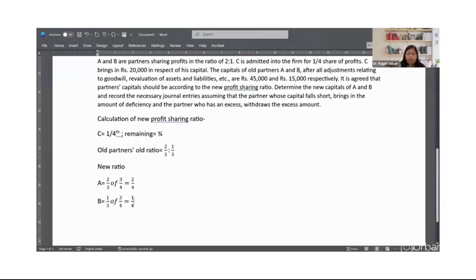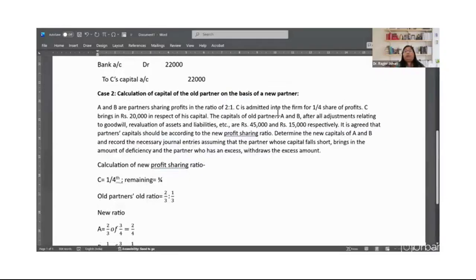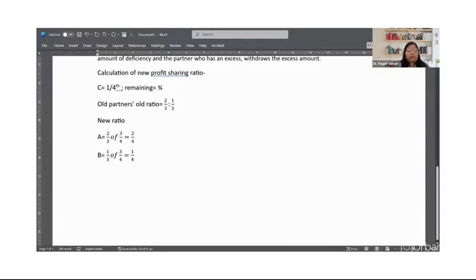Now we have their new profit sharing ratios. And as the question says, they are supposed to share the capital in their new profit sharing ratio. Now let us find out their required capital, that is A and B's required capital on the basis of C's capital. So again, same way. Now we know that C is admitted into the firm for 1/4 share and he is bringing 20,000 as capital.